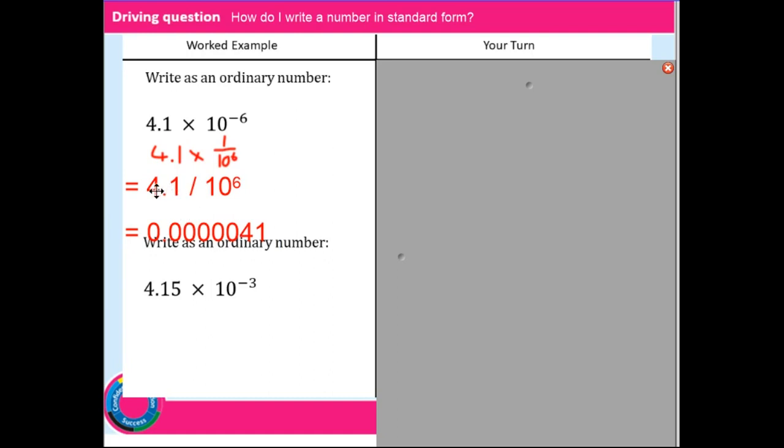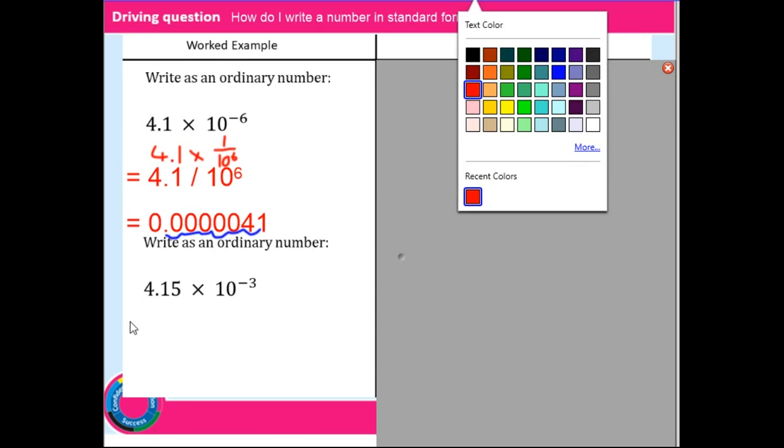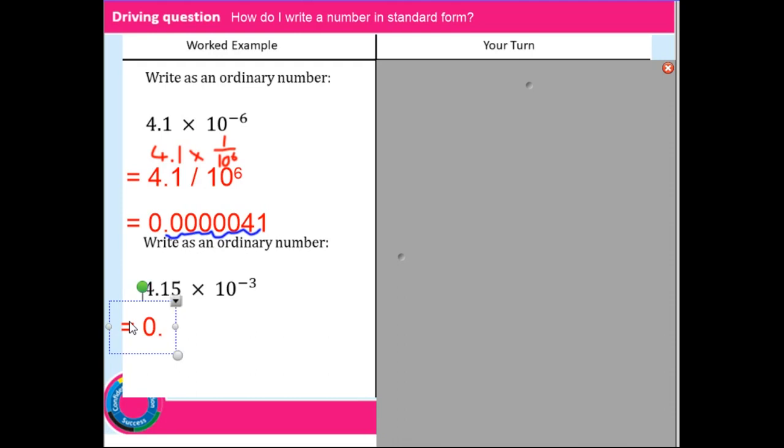If I divided by 10 once, I would get 0.41. If I divide it by 10 again, I get 0.041, etc., etc. I'm going to double check with my loops. 1, 2, 3, 4, 5, 6. Perfect. The next question. I'm doing 4.15 divided by 10 3 times, or divided by 10 to the power of 3. Divided by 10 once would give me 0.415. Divided by 10 again, 0.0415. And divided by 10 again, 0.00415. I'll do my little check with my loops. 1, 2, 3. Perfect.